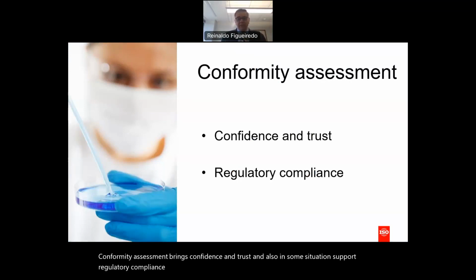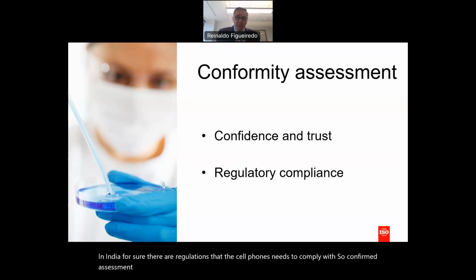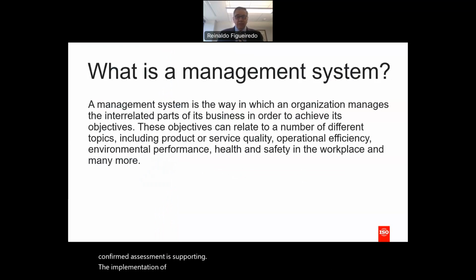Back to the example that I mentioned about the cell phone. In India, for sure, there are regulations that cell phones need to comply with. So conformity assessment is supporting the implementation of those regulations.